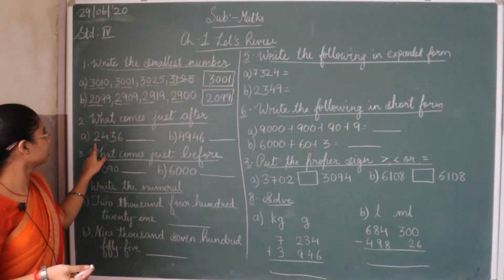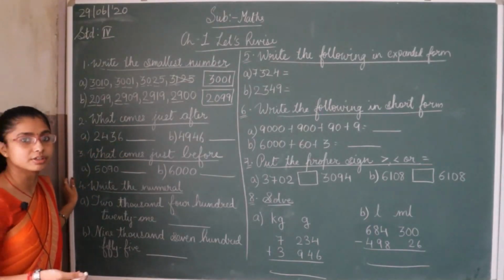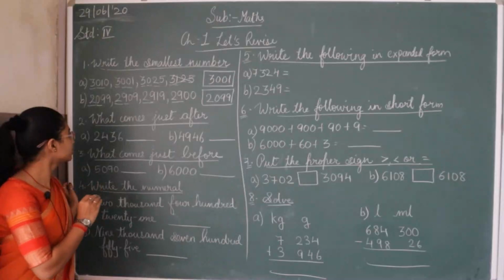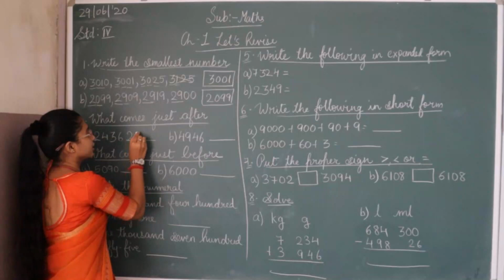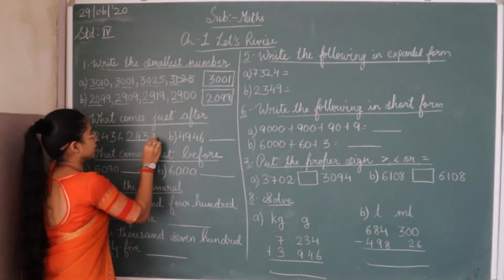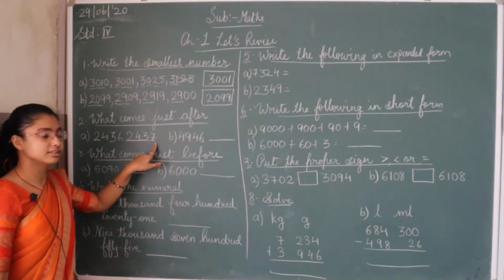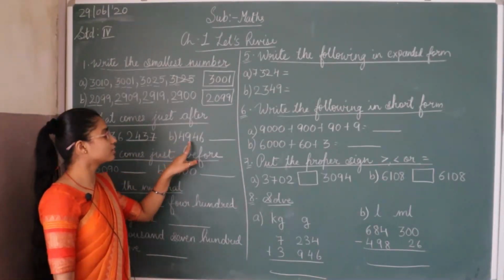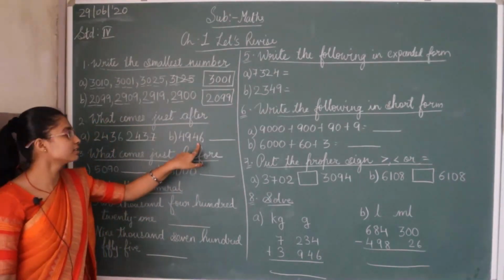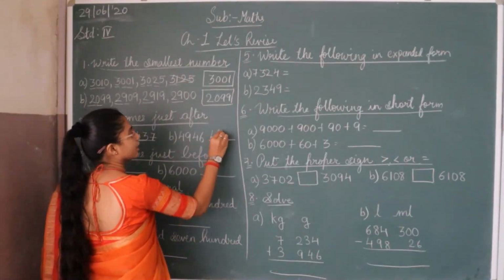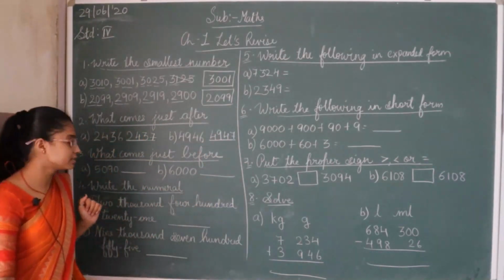Now next heading is what comes just after. After numbers हमें लिखना है. 2436. What comes just after 2436? 2436 के बाद क्या आता है? Yes, 2437. After 36 comes 37. That means 2437. Now next is 4946. What comes after 4946? That is 4947. After 46 comes 47.